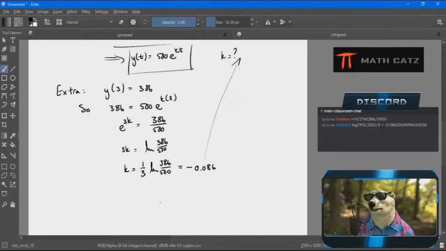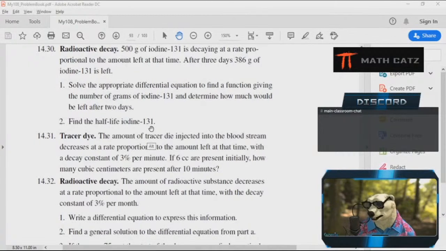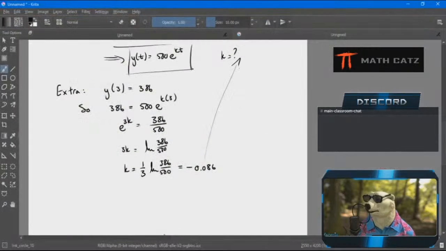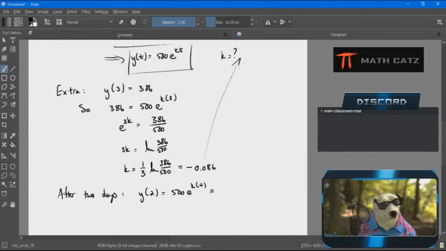So it's very similar to what we did yesterday. It's just that negative k values correspond to things that are decreasing in this exponential way. Then they ask, determine how much would be left after 2 days. All right. So after 2 days, that is going to be y of 2. I plug it into my function. I have k if I need it. So I can calculate this. Let's do that.